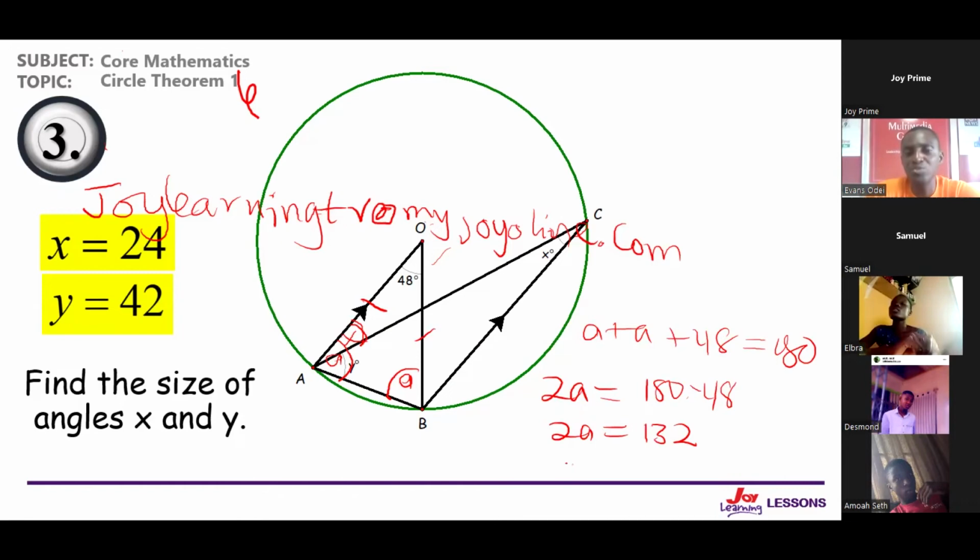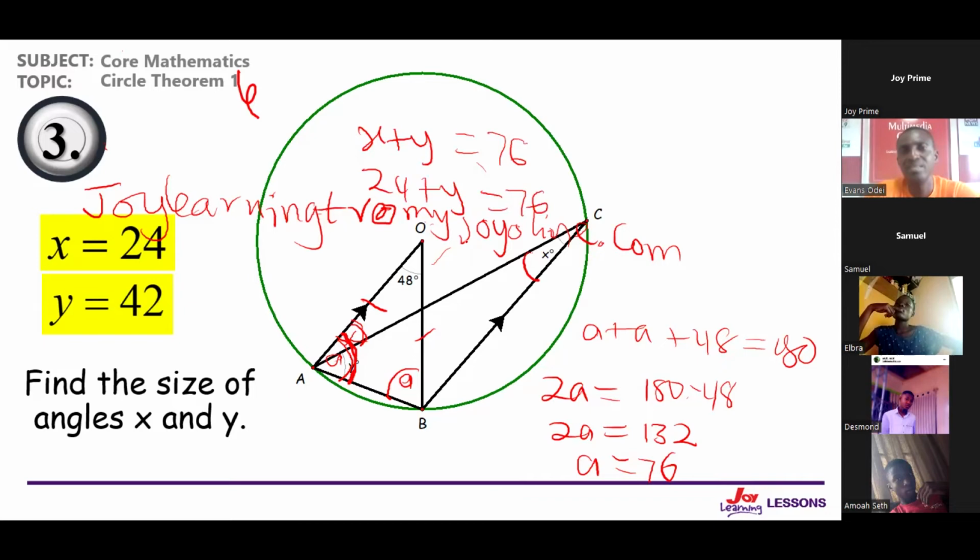It means that the whole of the angle here, the X plus the Y together, will give us 76. But we've already established that the X is 24. So 24 plus Y should give us 76. Making Y the subject will make Y to be 42. Great.